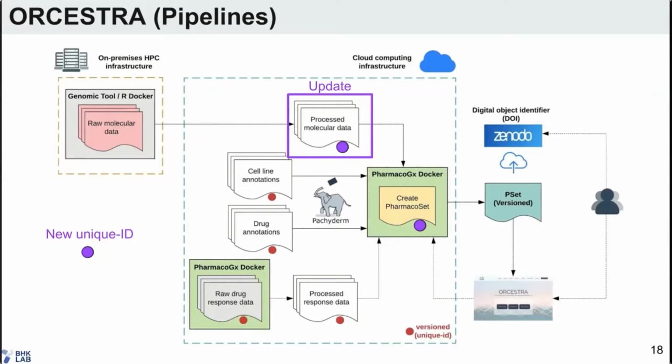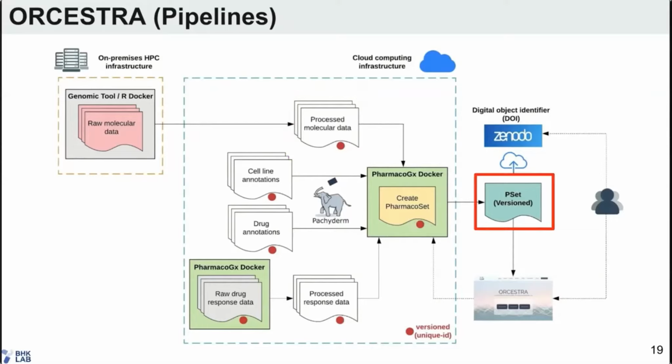At the end, this pharmacoset that is now versioned will automatically get pushed to Zenodo, which is an online data sharing repository where it is assigned a DOI. At the end, the custom pset with its associated DOI can be accessed on ORCESTRA with a custom metadata page that is sent to the user via email.